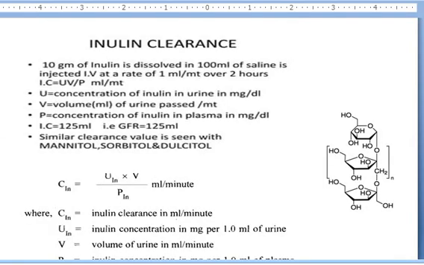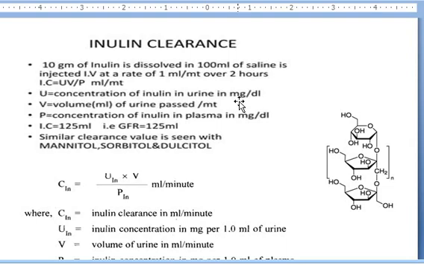The next test is the inulin clearance test. This test is used to find out the kidney function, but here it is an external substance. Inulin is not present in our system. It is a polysaccharide of fructose, which is present in the Dahlia tuber. Commercially available inulin has to be given to a person, that is the patient, with a concentration of 10 grams of inulin dissolved in 100 ml of saline, and then that solution has to be administered intravenously at the rate of 1 ml per minute for a period of 2 hours.